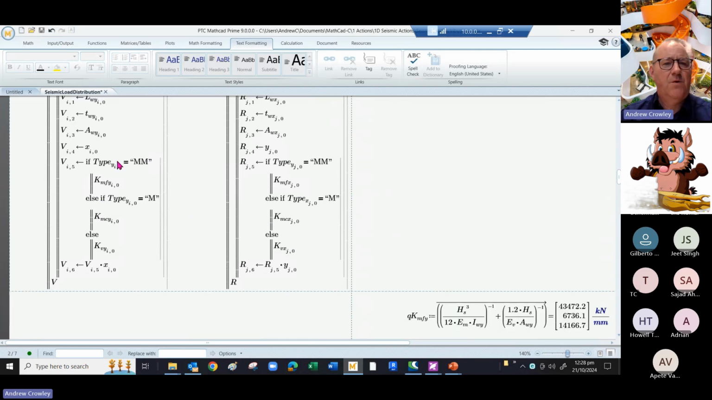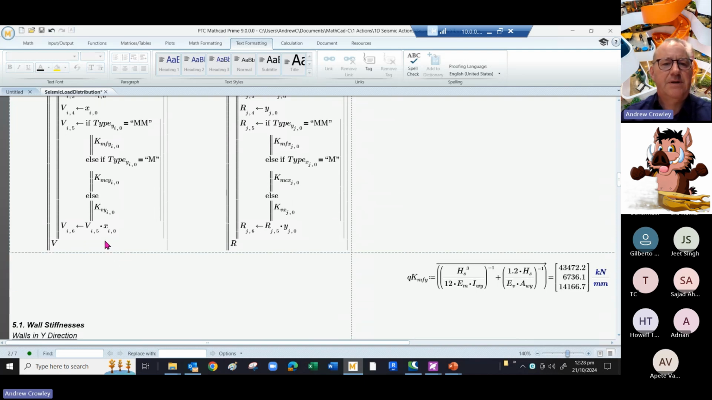For 5, we allocate the stiffness, and we do an if. So if it's a fixed wall, we have this kind of stiffness. If it's a cantilever wall, we have a second type of stiffness. Otherwise, it's a plain shear wall. And then we allocate that to the 5th column, and in the 6th column, we multiply that by the eccentricity from the x direction. So we repeat that exercise on the right-hand side.